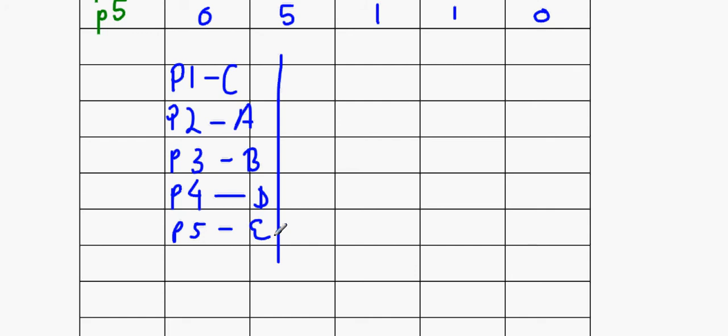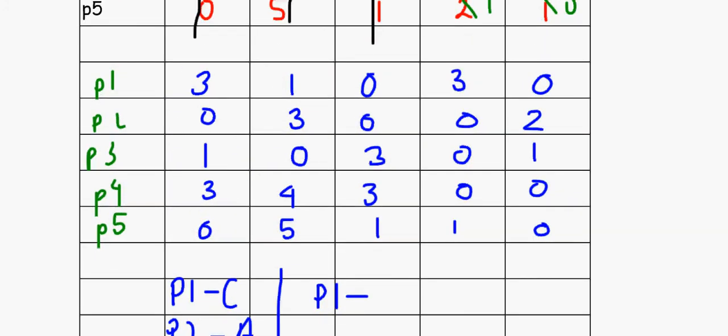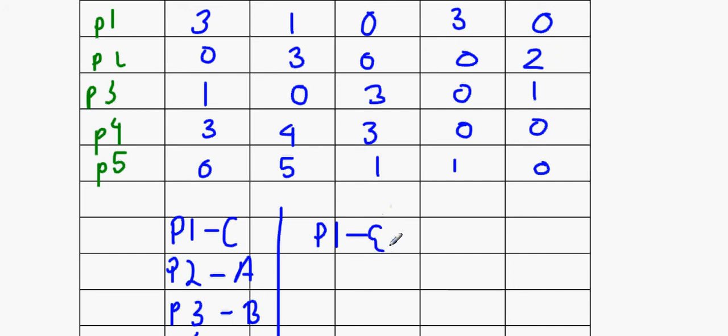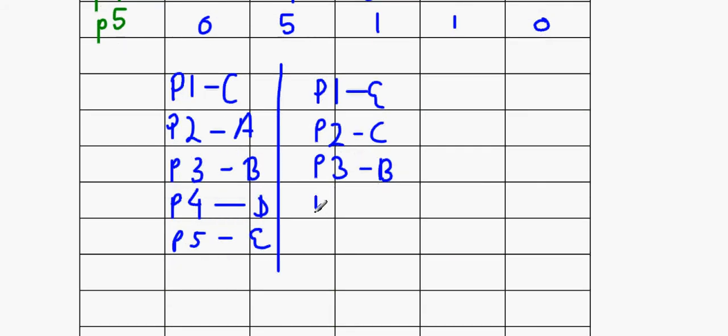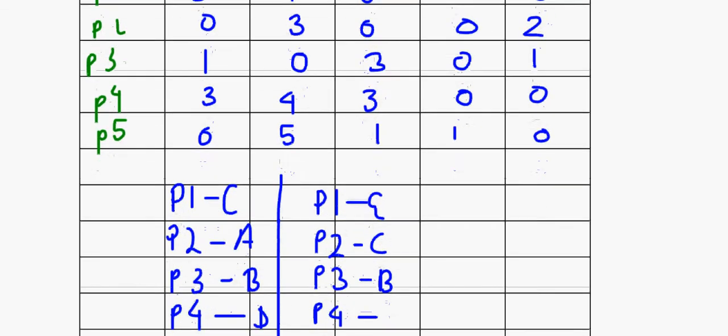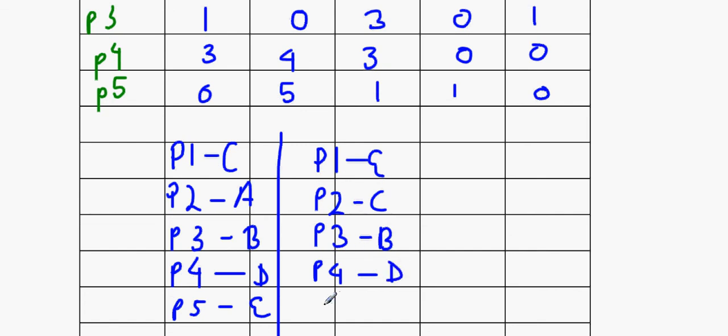So another one we can do: puzzle 1 can be allocated to E. Puzzle 2 can be allocated to C. Puzzle 3 can be allocated to B. Puzzle 4 can be allocated to D. And puzzle 5 can be allocated to A.